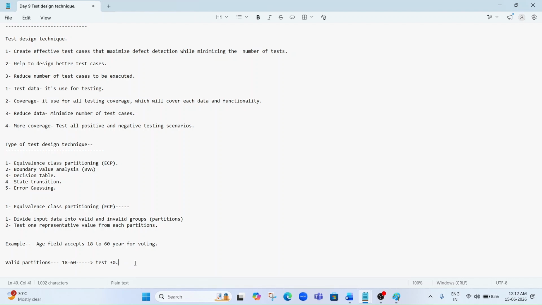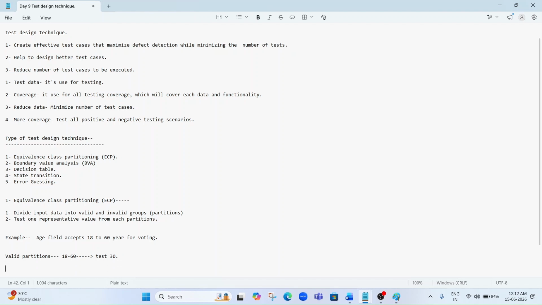Otherwise, most testers who do not have knowledge about this will test 18, 19, 20, 21, 23, 24. So from 18 till 60, they will test all scenarios, adding all the values there. So n number of test cases will be added. But here, between 18 and 60, we are testing just 30. So this is a valid scenario.